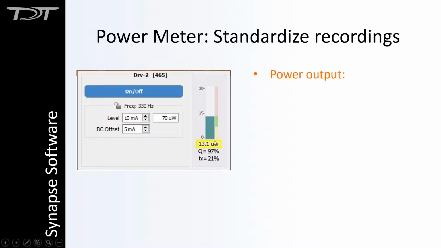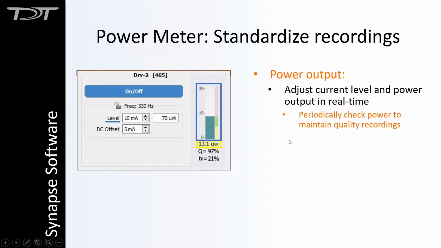So your first metric is going to be your power output. This is measured in microwatts. This is going to tell you how much power you're receiving throughout your entire system, optical filter and all. And then in real time, you can adjust your power level by adjusting the current level that is driving your LEDs.